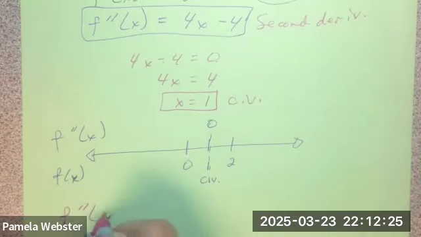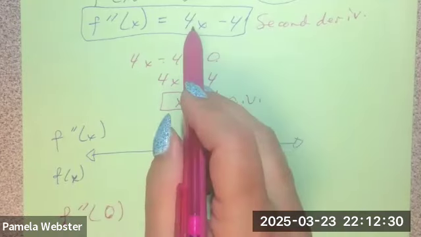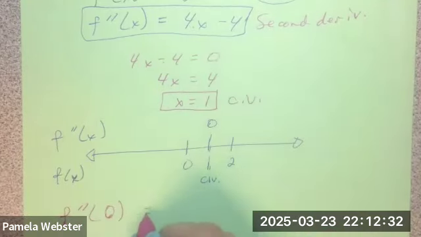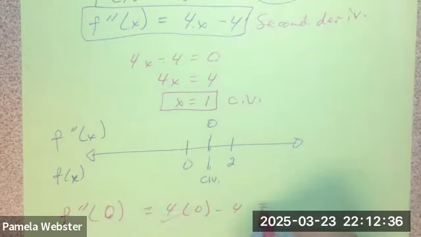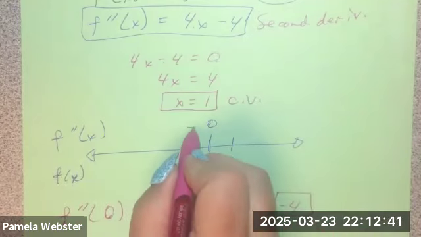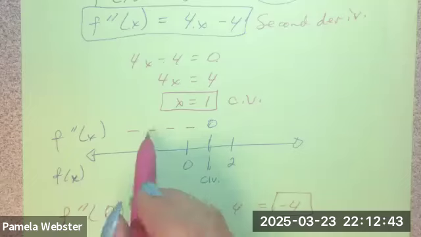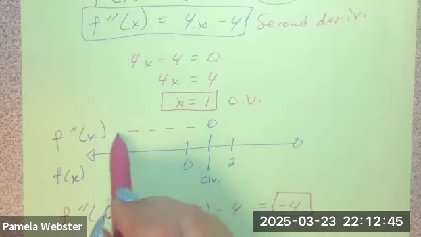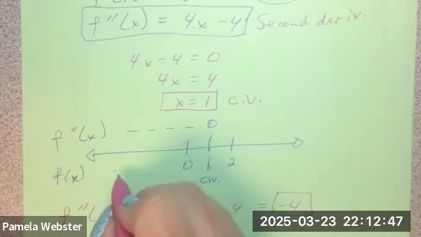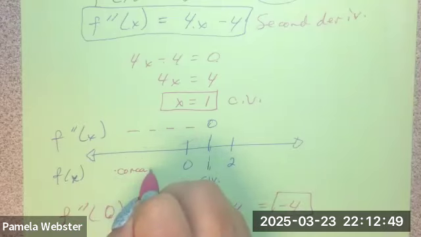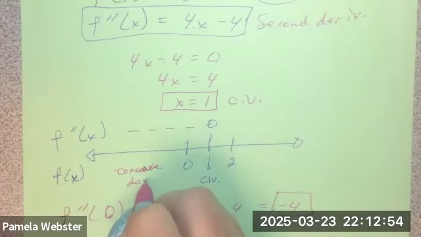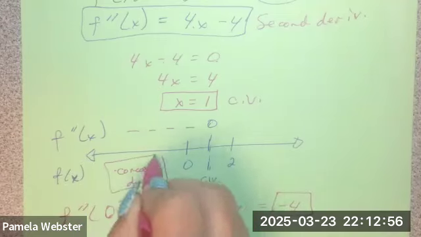F double prime of 0. I'm plugging it into the second derivative. Well, my second derivative was 4x, so 4 times 0 minus 4. That's a 0, that's a negative 4. All I care about here is negative. Okay, so if the second derivative is negative, what does that tell me about my function? Is it concave up or concave down? Negative goes with down, right?